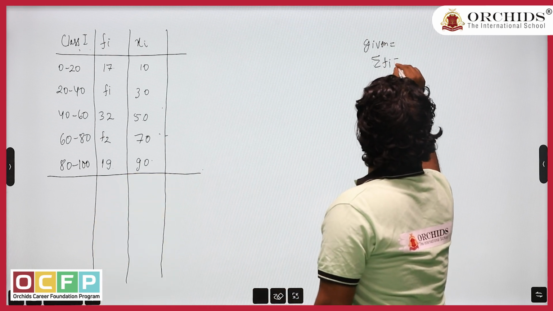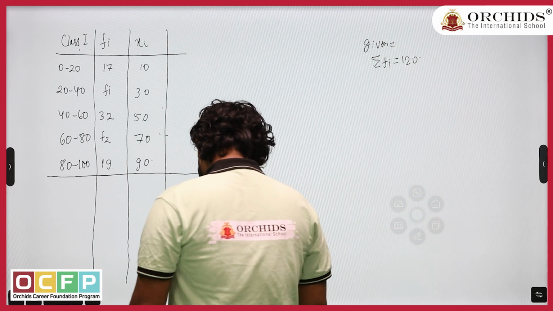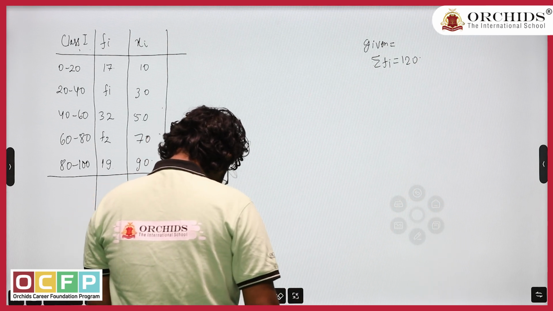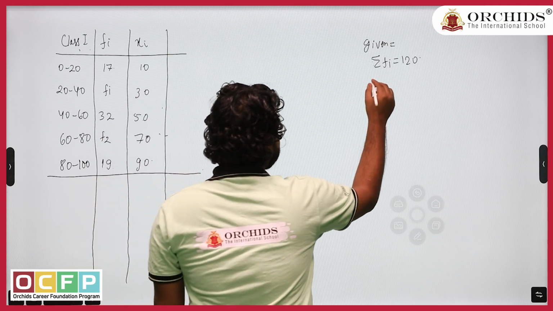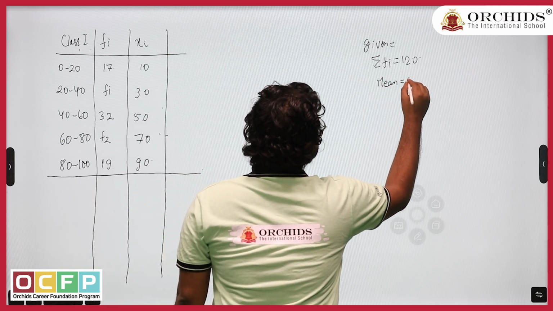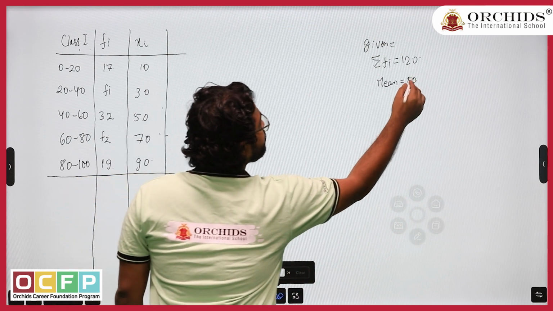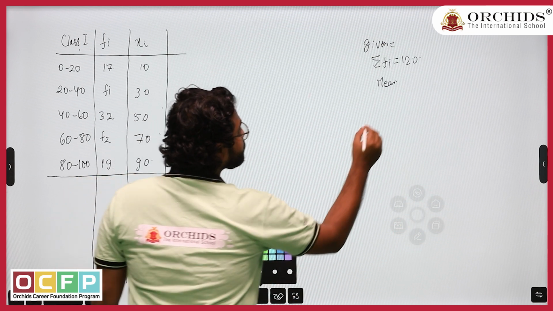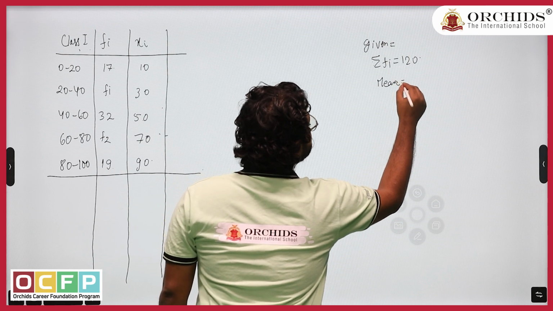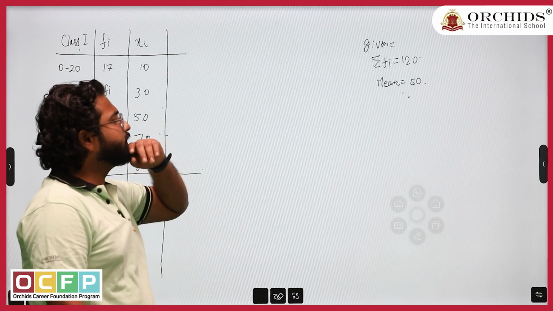Sigma fi is equal to 120, and one more thing is given, that is the mean. The mean is given as 50. So these two values are given to me.